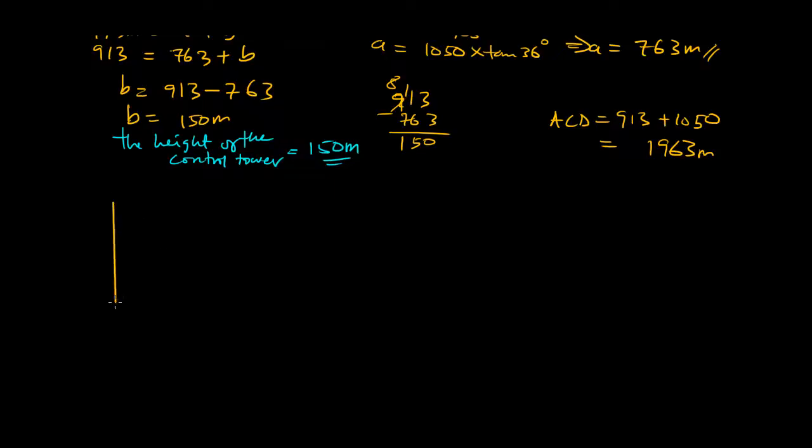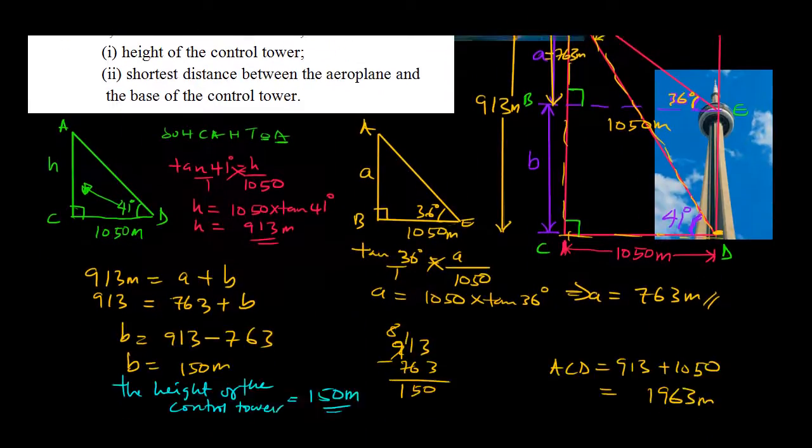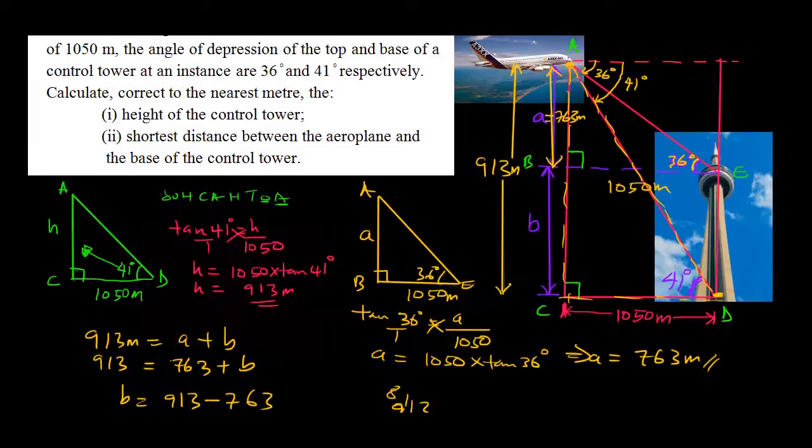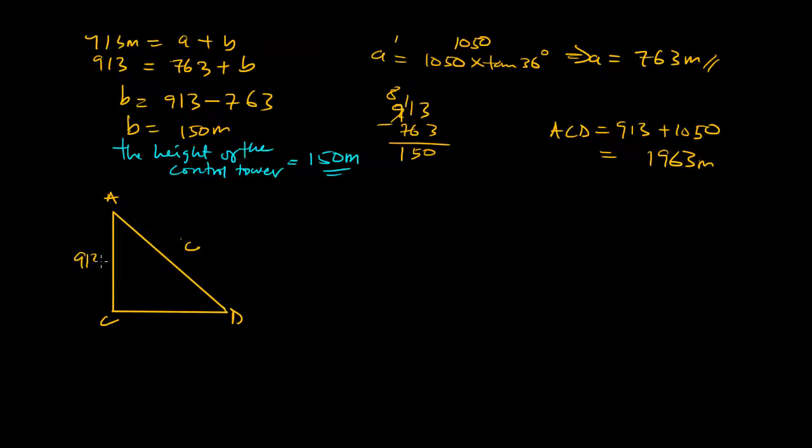We have this triangle ACD. This is the side we are looking for. Let's just call it C, for example. We have this side as 913 meters and this side 1050 meters. You can easily find C using the Pythagoras rule. The hypotenuse squared, C squared, equals the sum of the squares of the two other sides, that's 913 squared plus 1050 squared.